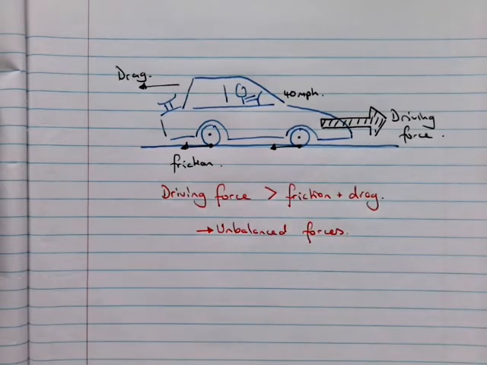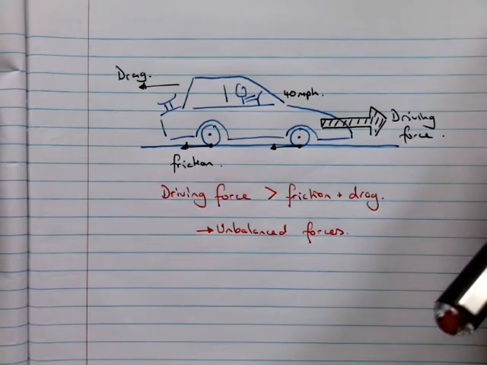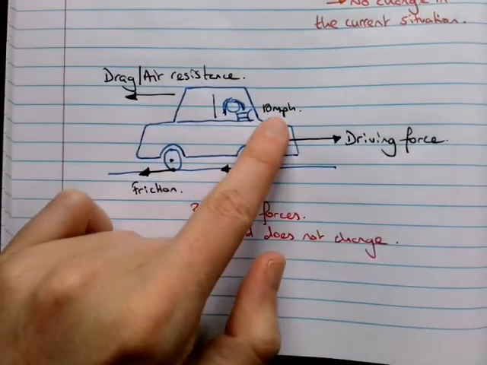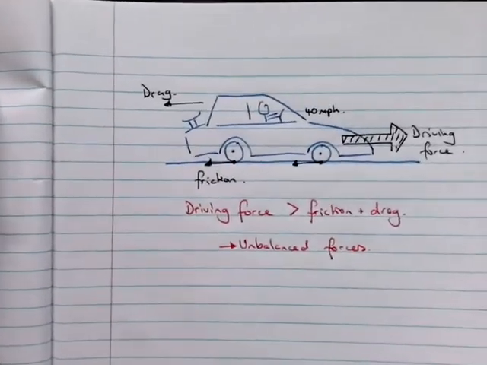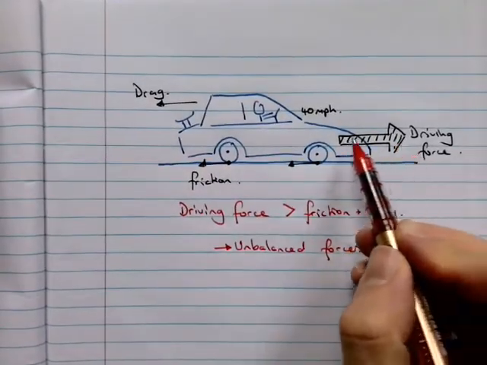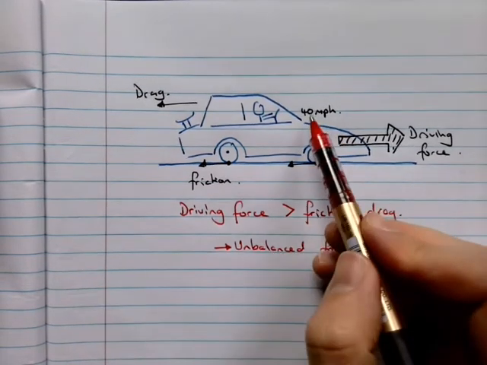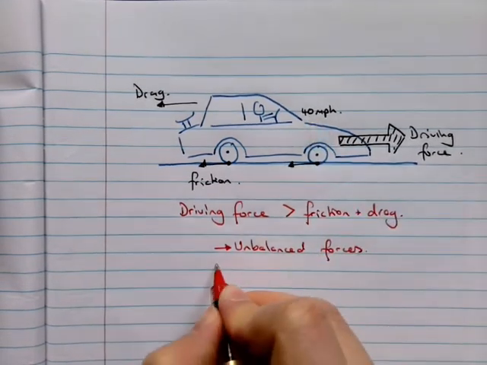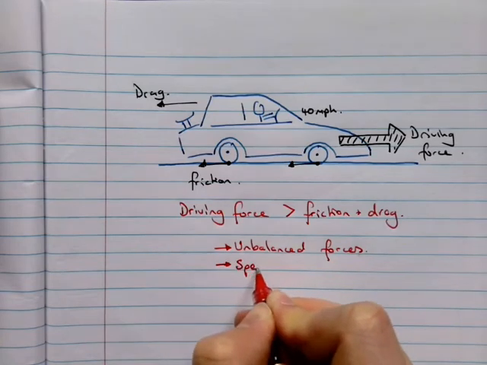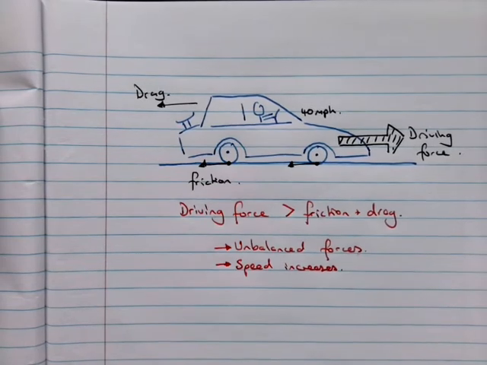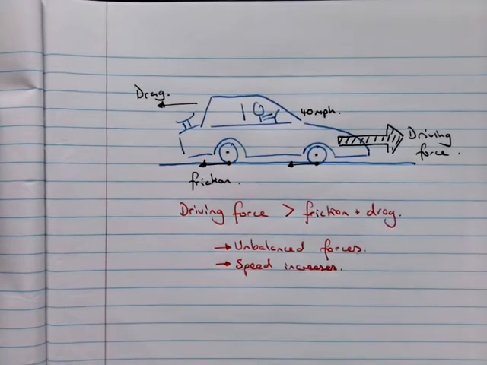These forces are not equal to each other now. So the question is, what's going to happen? Well, when the forces were balanced down here, you stay going 10 miles per hour. Whereas now, because this forward driving force is much bigger than the friction and the drag, my speed will increase.